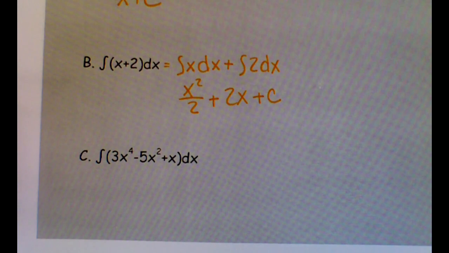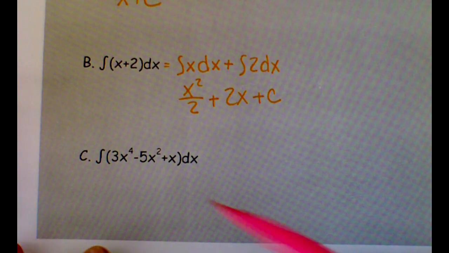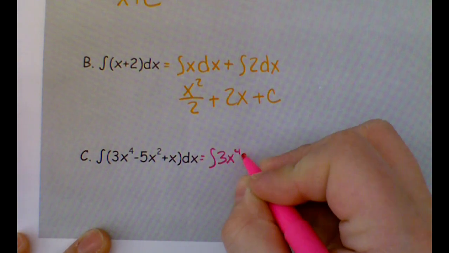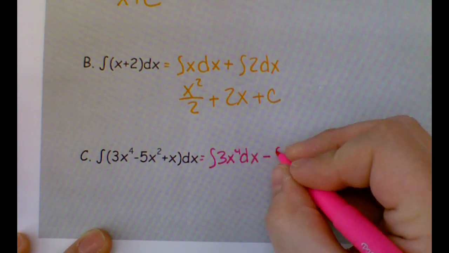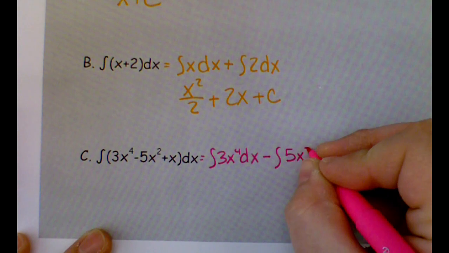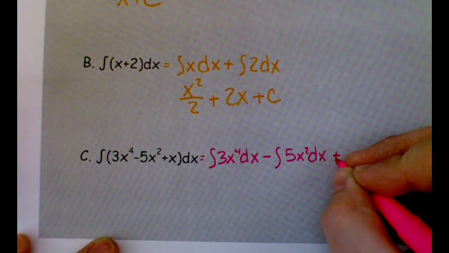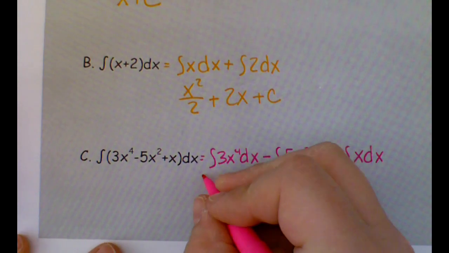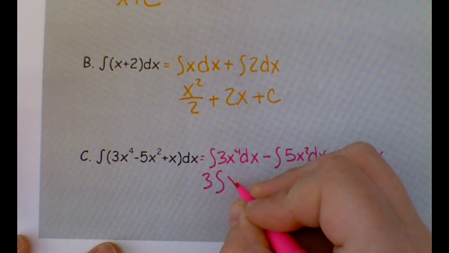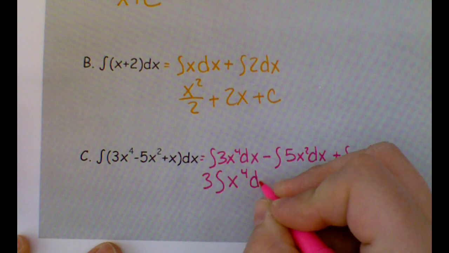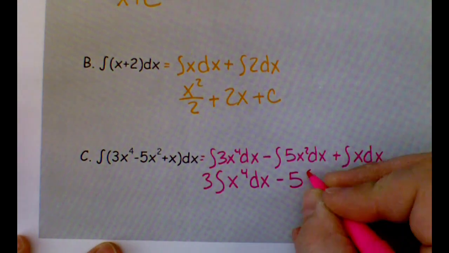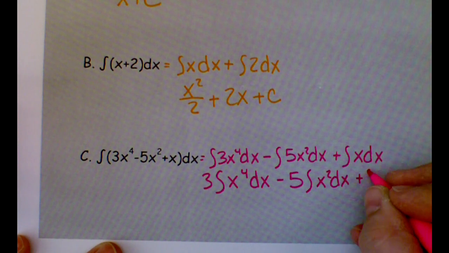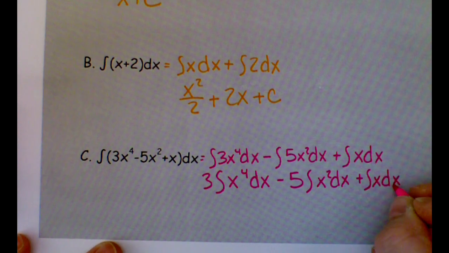All right, for part c here, we will break it apart. Antiderivative of 3x to the 4th power dx minus the antiderivative of 5x squared dx plus the antiderivative of x dx. Remember, we can take those constants out front too, so 3 times the antiderivative of x to the 4th power dx minus 5 times the antiderivative of x squared dx plus the antiderivative of x dx.